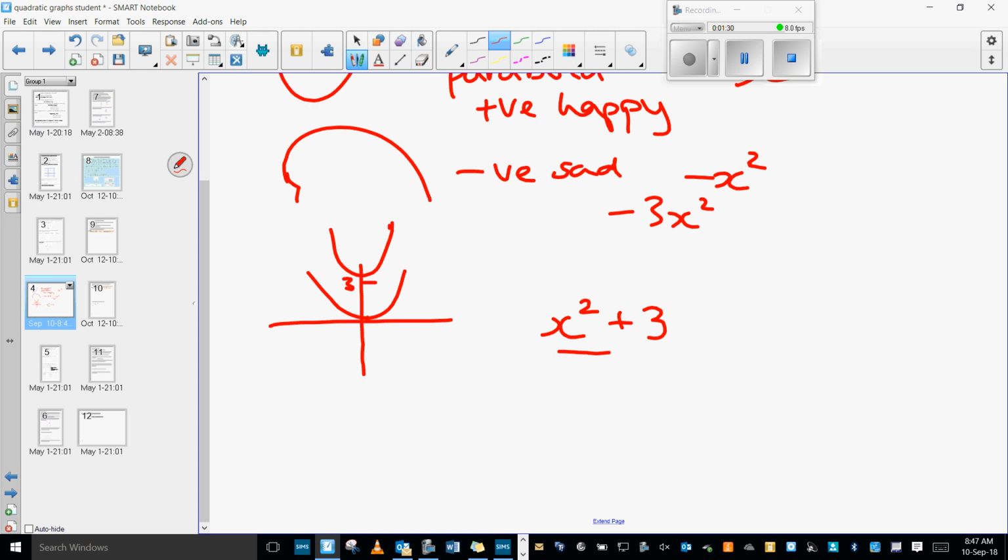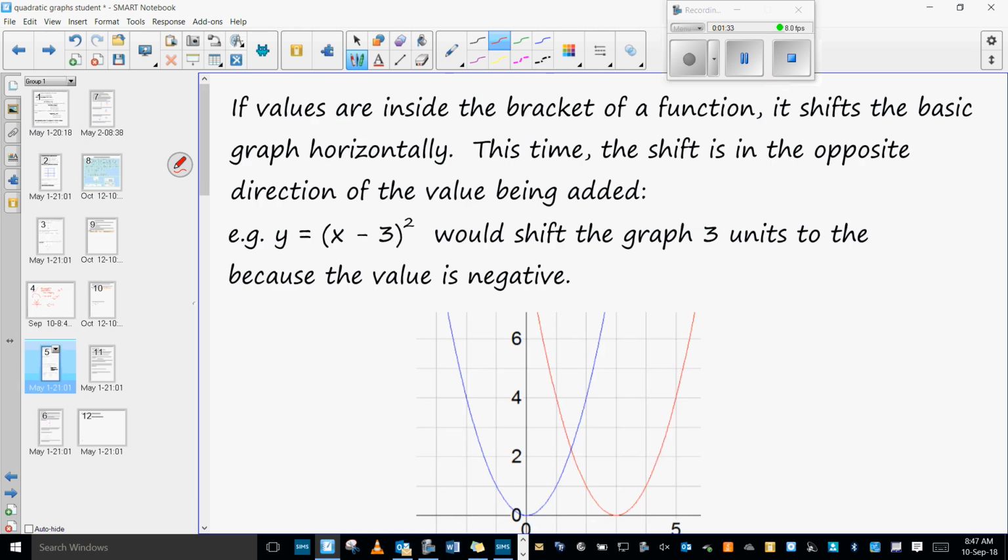Okay, we're now going to a different type of graph. Notice where is my 3 this time? It's minus 3, but also where is it? Yes, it's inside a bracket. Before we had an x squared, and that graph would have been down here at negative 3. But this graph has an x minus 3 and then we're squaring it.